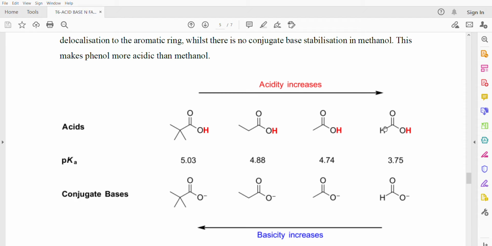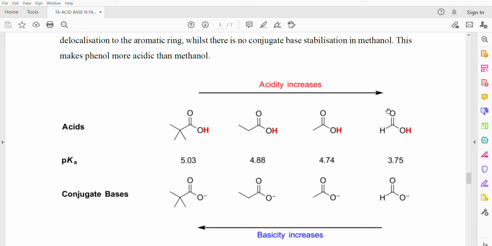It has neither electron donating nor withdrawing group, but methyl has an electron donating effect. As the chain is increased, or more branched, you see more electron donating effect. Hydrogen has no electron donating or withdrawing effect, so its pKa is 3.75. The proton is easy to remove.